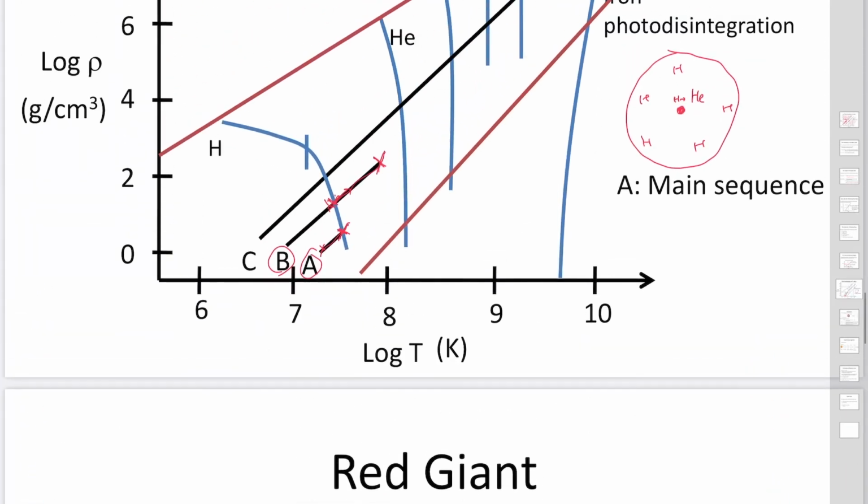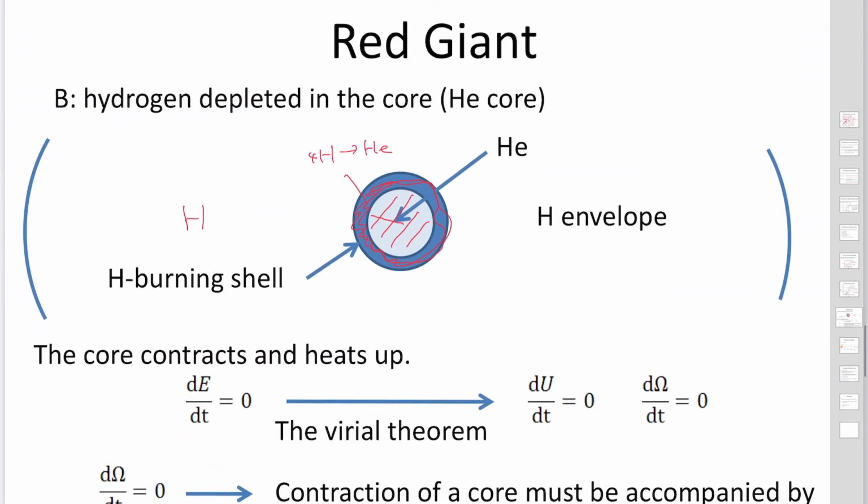By following these lines, you can understand the structure of a star. At the center of this star, you find stable helium. At the middle point, you find the hydrogen burning shell. In the outer region, you find the stable hydrogen atmosphere. So this corresponds to the red giant. Hydrogen is depleted in the core, so it's a helium core.